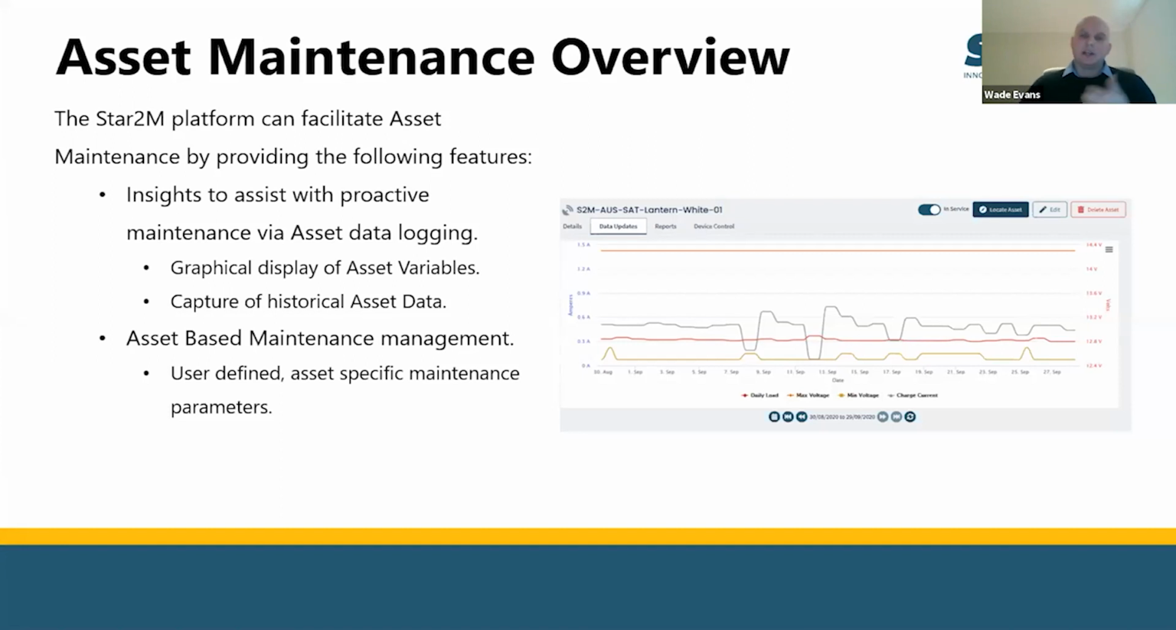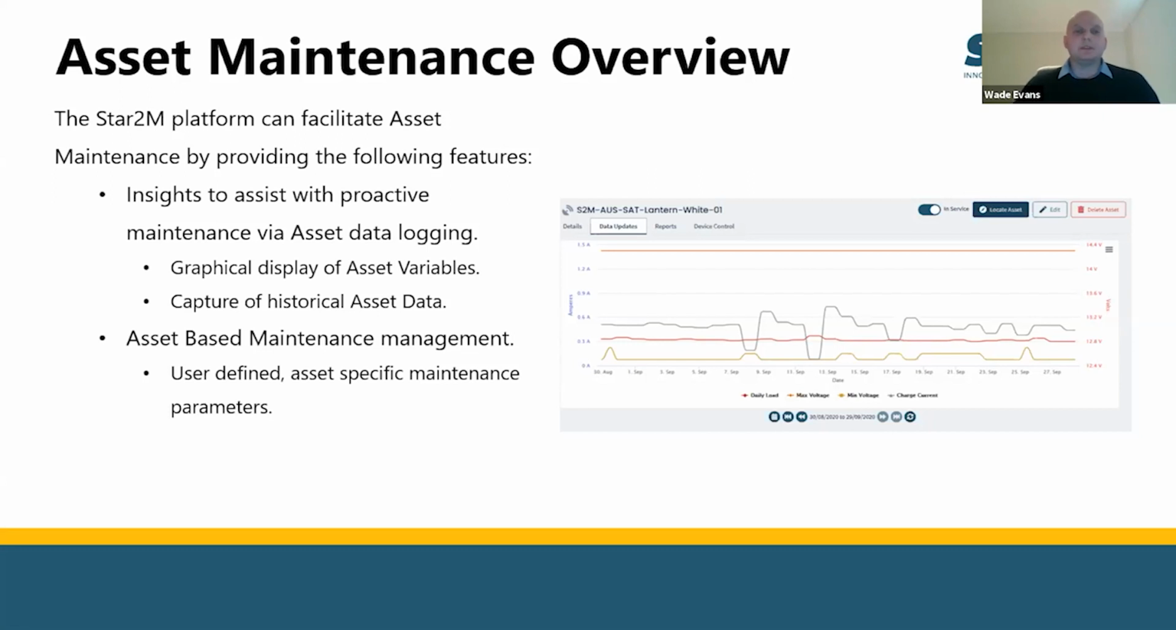So what we're talking about there is a couple of key criteria. Predominantly that's around being able to generate a graphical display of the asset variables. These are the electrical characteristics of a given asset, any of the key monitoring capabilities of a given asset. That's all mapped and captured within Star2M. And that allows you to do some predictive assessments. It allows you to look at how that asset is performing holistically, look at the health of that asset, and then make maintenance decisions based on that asset state.